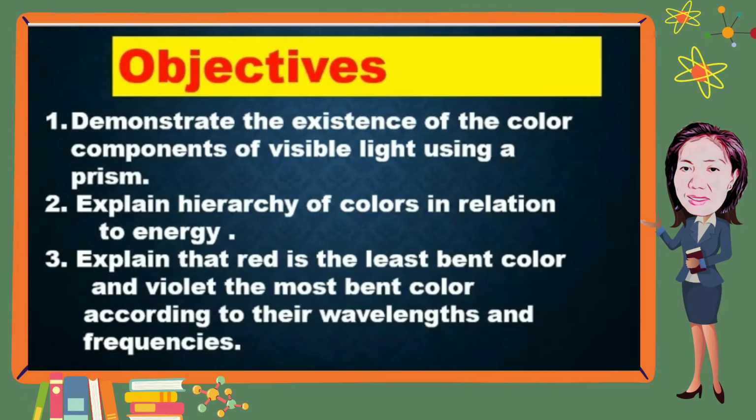First, demonstrate the existence of color components of visible light using a prism. The second objective is to explain the hierarchy of colors in relation to energy. And third, explain that red is the least bent color and violet is the most bent color according to their wavelength and frequencies.